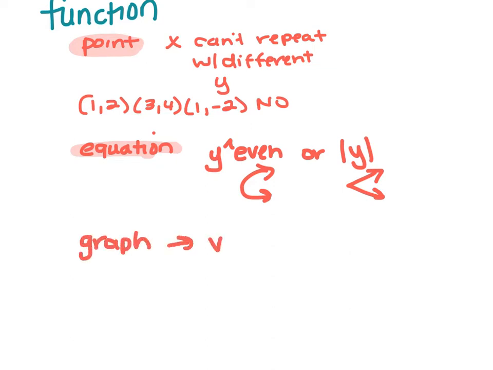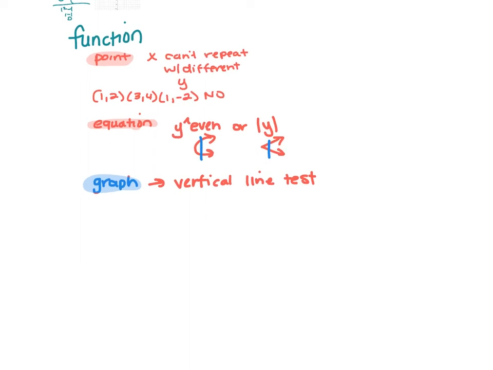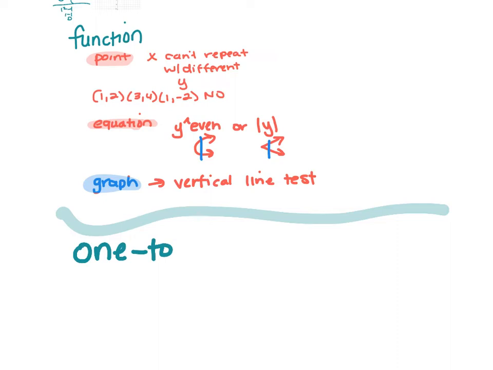which is the vertical line test. If I could spell vertical, that would be good today. Vertical line test. Both of these would fail your vertical line test. And then that's function. Then later came, is the function one-to-one, which means it would have an inverse.